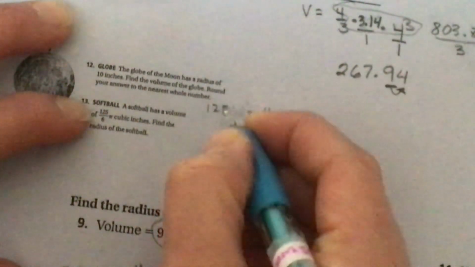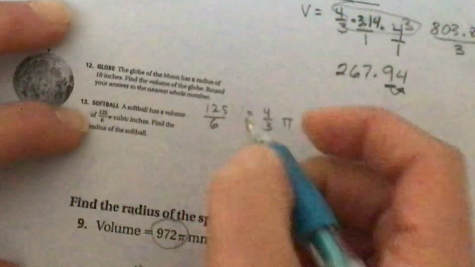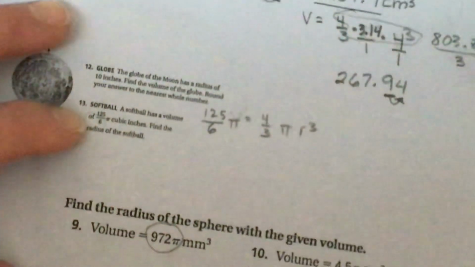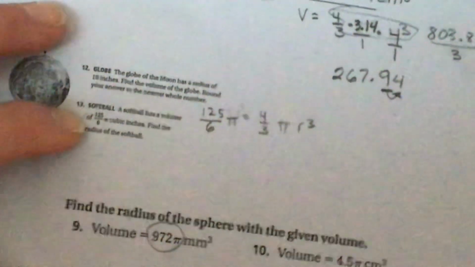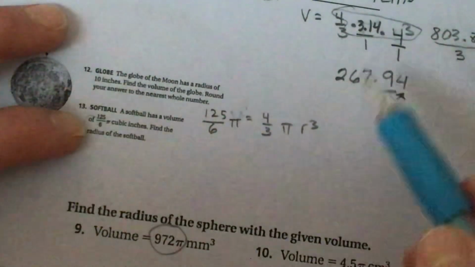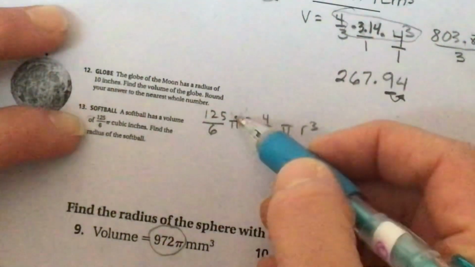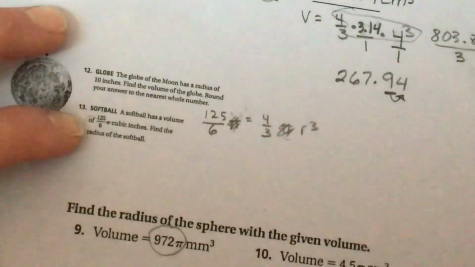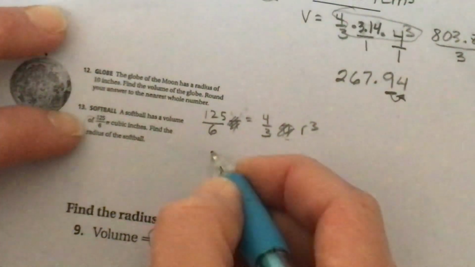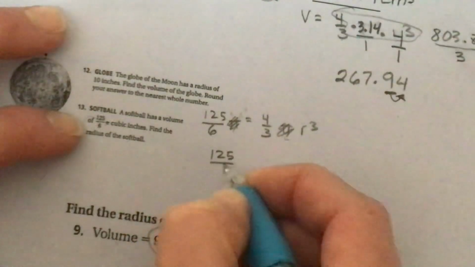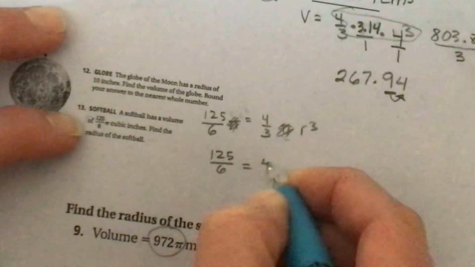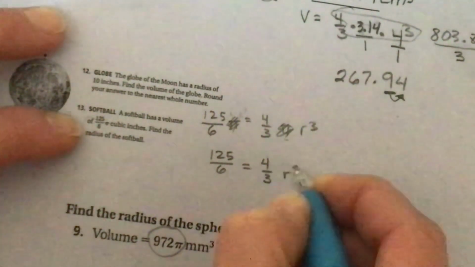125/6 pi, all right? And remember to celebrate when we have pi, because they cancel each other out. I'm going to eventually divide this by both sides and get rid of it. Yay. All right. I'm going to write this so it's a little neater. 125/6 equals 4/3 r cubed.